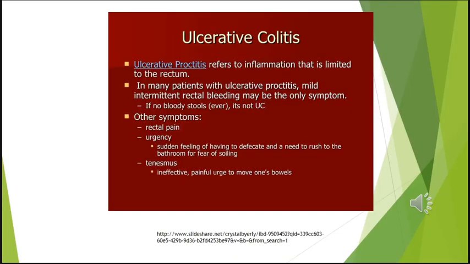Moving on to the inflammatory bowel diseases, the first one is ulcerative colitis, and it has many different forms. The first one we'll talk about is ulcerative proctitis, which refers to inflammation that's limited to the rectum. In many patients with this, mild intermittent rectal bleeding may be the only symptom. If there was no history of any bloody stools ever, though, it is not ulcerative colitis. The other symptoms they can have, of course, would be rectal pain, urgency, and an ineffective, painful urge to move one's bowels. So those can be hallmarks, along with bloody stools or bleeding from the rectum, to help begin to diagnose ulcerative colitis in the rectum.